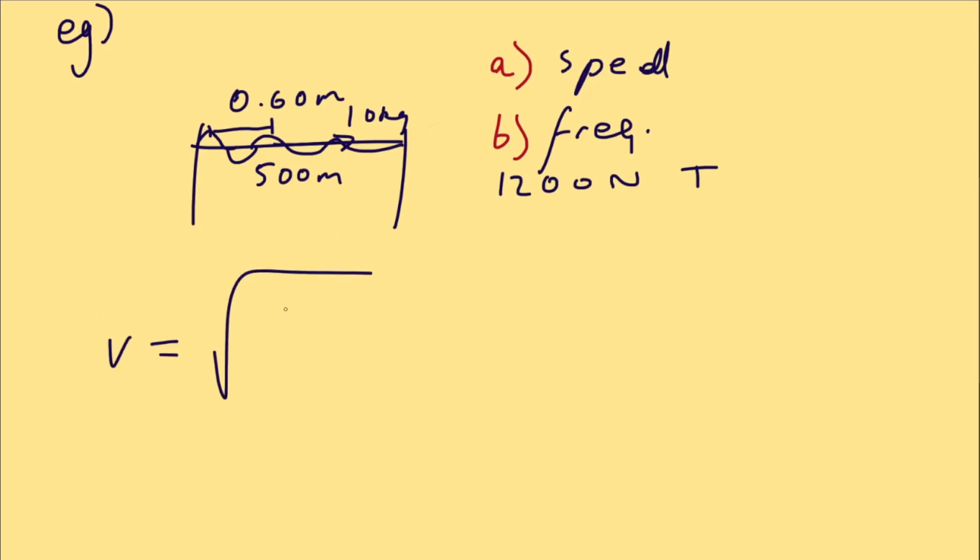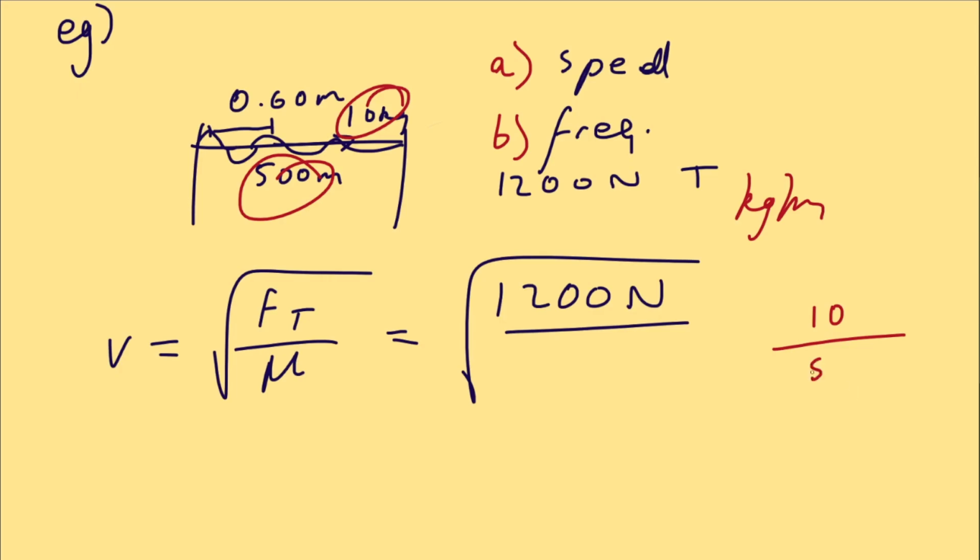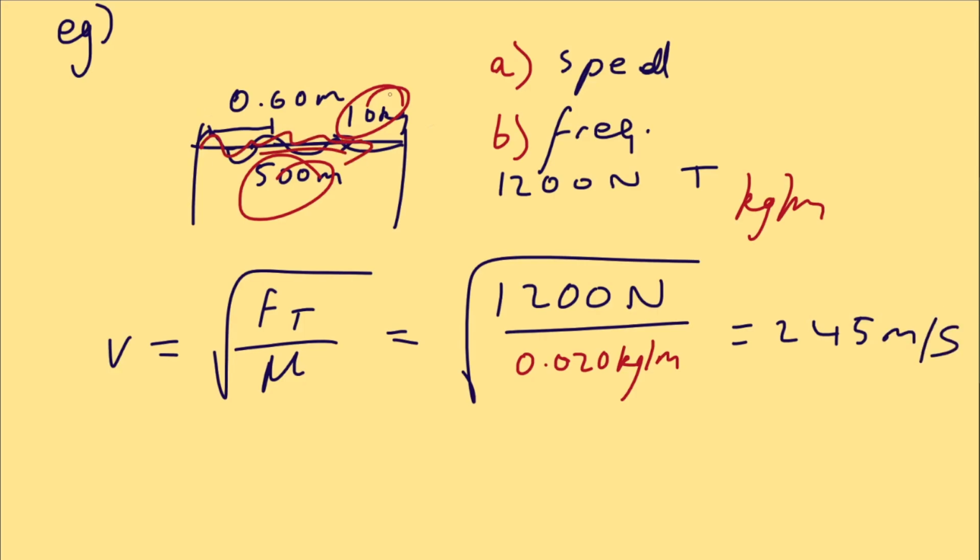So first, velocity equals the square root of tension over this thing, which is the formula we were just looking at. We can plug in our values here. 1,200 newtons for tension. And the mass per length, which is given in kilograms per meter, is mass 10 kilos over length 500 meters. This gives us 0.02 kilograms per meter. The answer is 245 meters per second. So that's how fast this pulse is traveling down this wire.